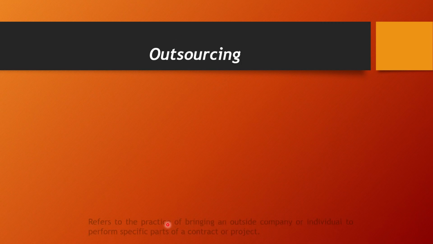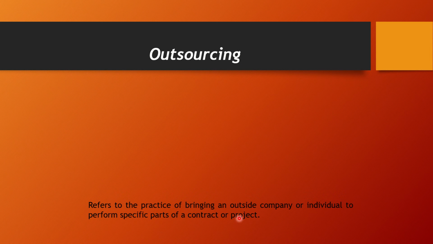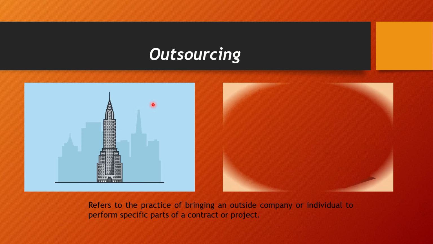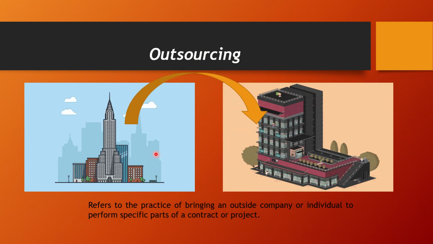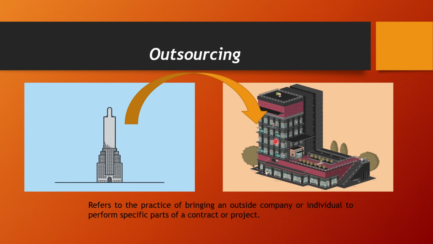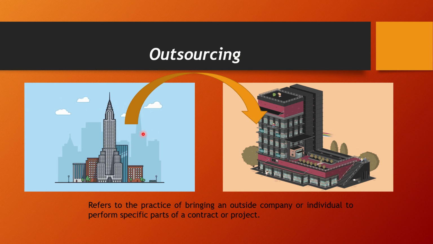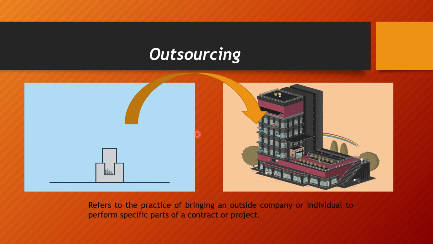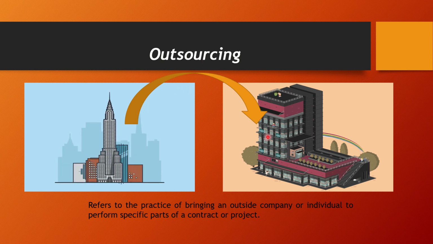First is the outsourcing. This refers to the practice of bringing an outside company or individual to perform specific parts of a contract or project. Example, Company A will outsource the task to Company B. Specifically, if Company A has Company B do its bookkeeping transactions, or Company A has an accounting firm do its financial recordings. So, for Company A to concentrate on its core function or daily business activities, it just has the financial recordings done by the accounting firm. So, that is the concept of outsourcing. The cost is lower and Company A is no longer liable for the employees working, because they are under Company B.